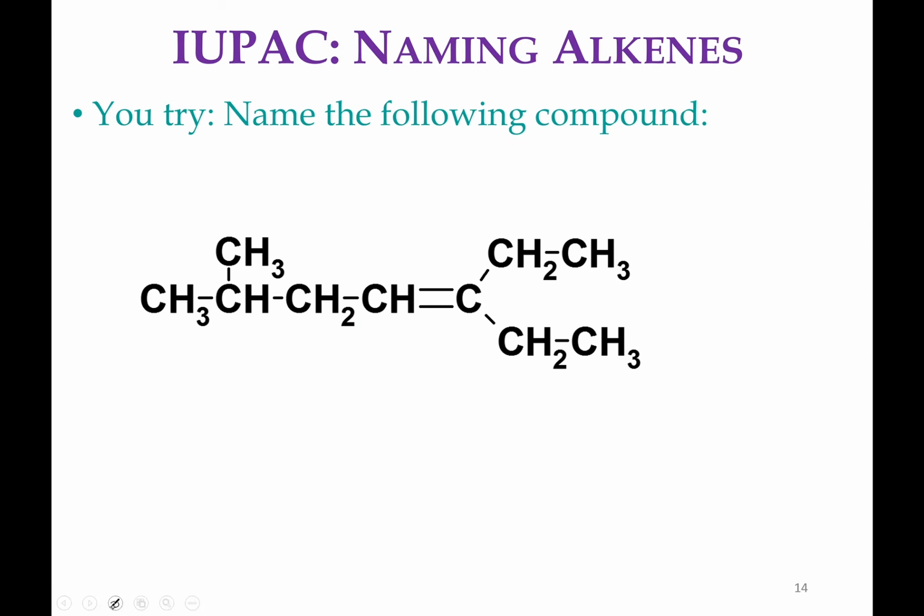So what is the longest chain here? The longest chain is going to be heptene. So 1, 2, 3, 4, 5, 6, 7, like this. Up or down works, they're both the same. That is our parent chain. Do I number from the left or do I number from the right? I'm going to number from the place to give the double bond the lowest number. 1, 2, 3, 4, 5, 6, 7.